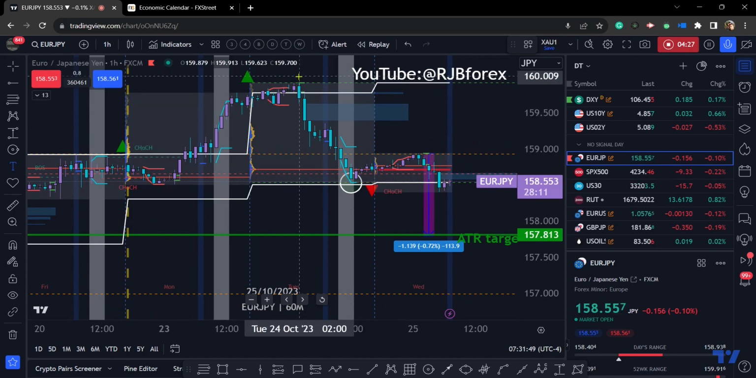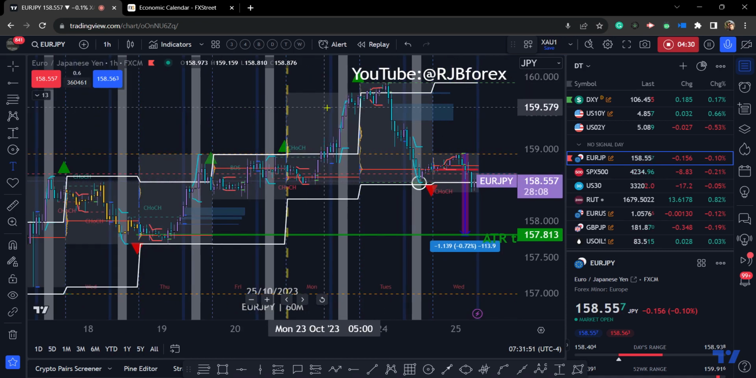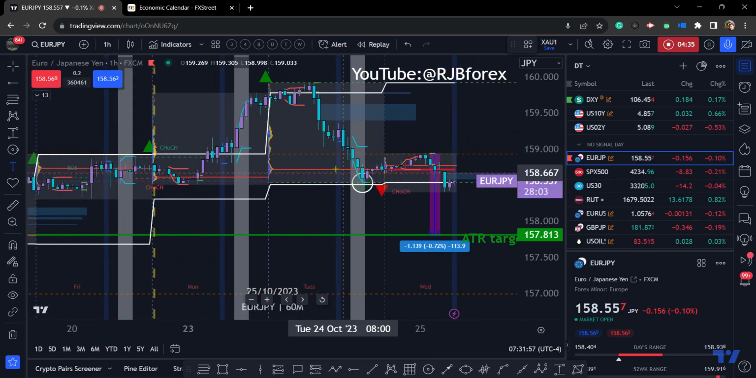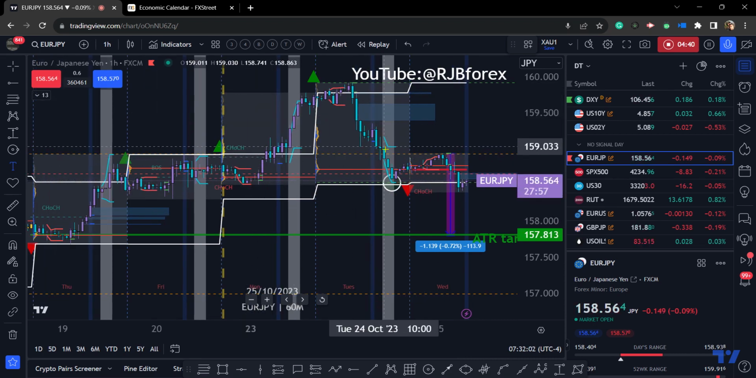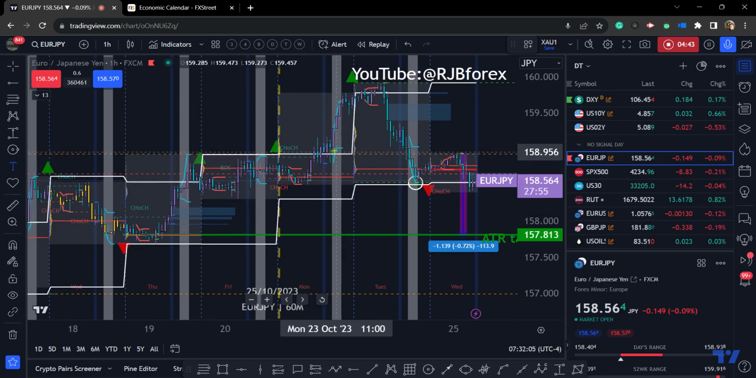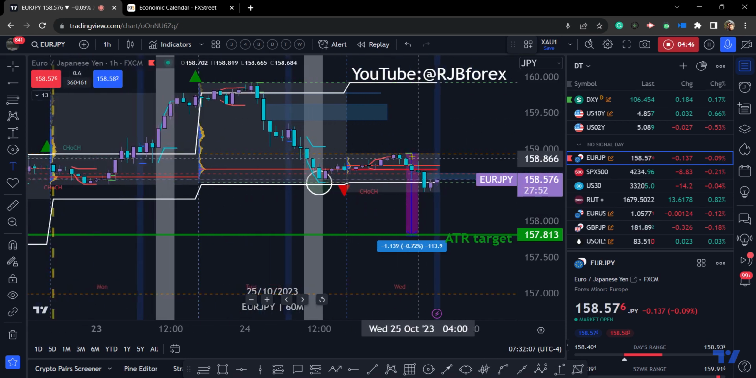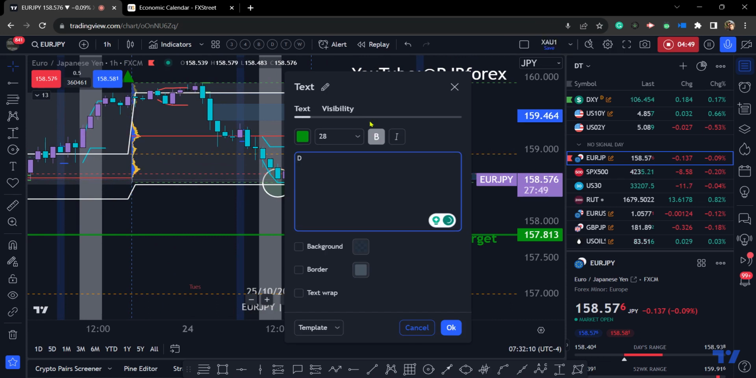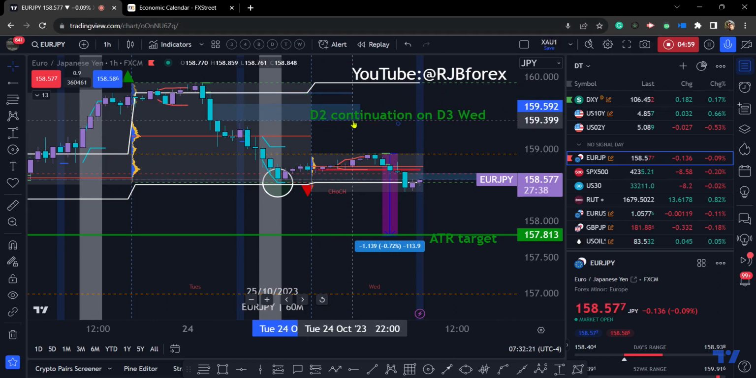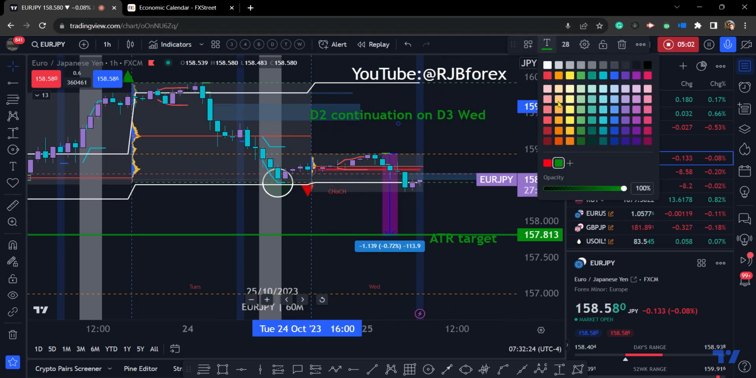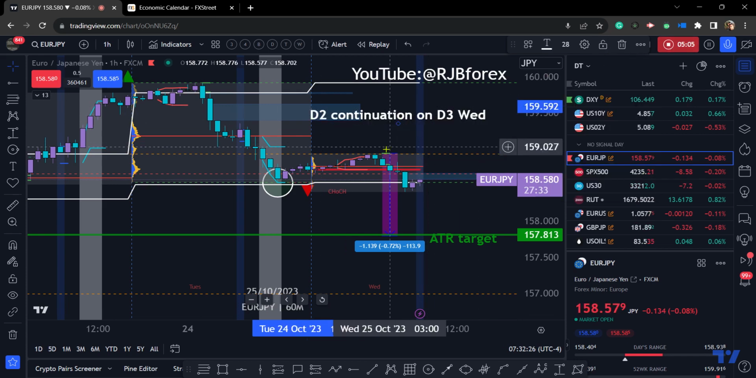Day one. There's possibly breakout traders. This will be day one, breakout traders. Day 1, 2, 3. Day 1, day 2, day 2 continuation. So day 2 continuation on day 3, Wednesday. Right, that's what that is. So it's day 2 continuation on Wednesday.